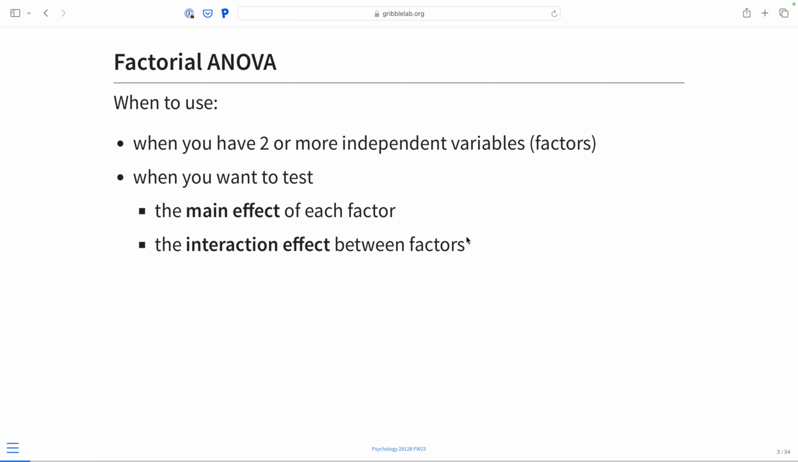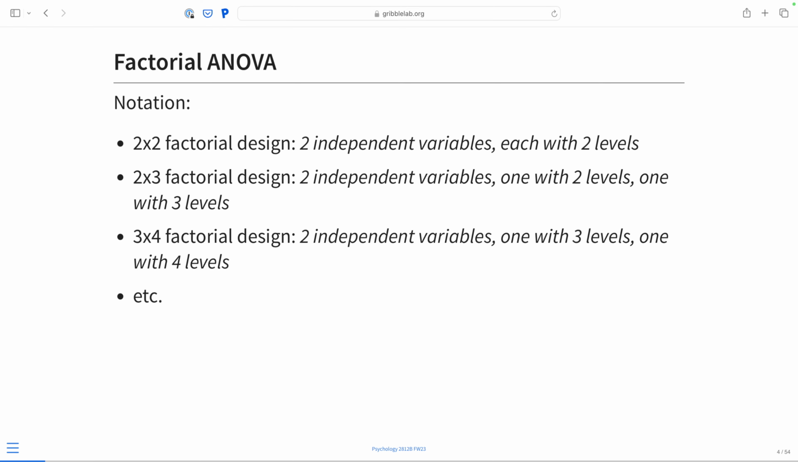Okay, so when would you use a factorial ANOVA? Basically, when you have two or more independent variables or factors, and you want to test the main effect of each factor, and you're also interested in testing the interaction effect between factors. And we'll talk about what that means.